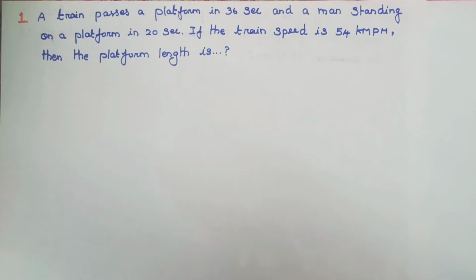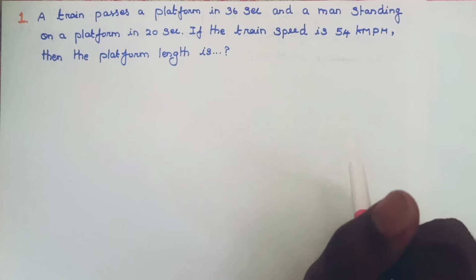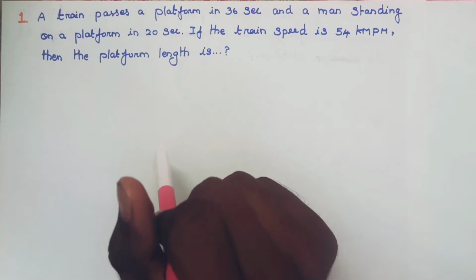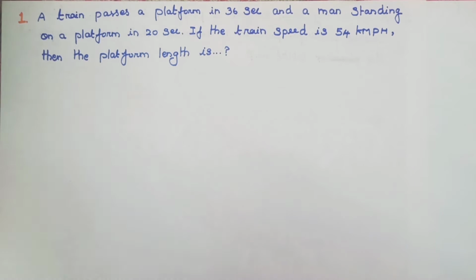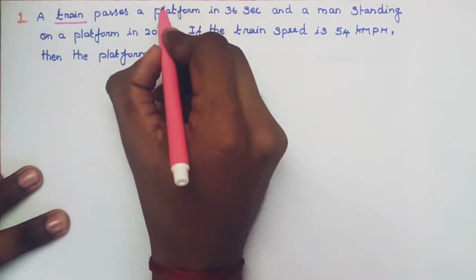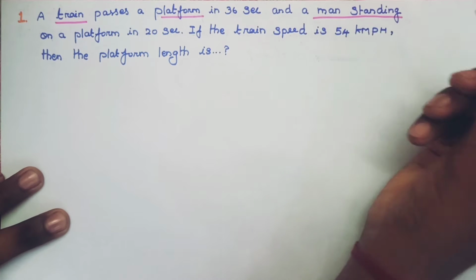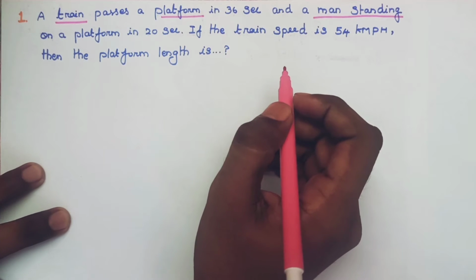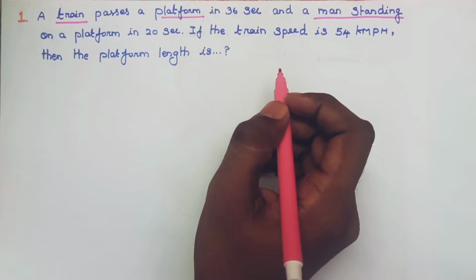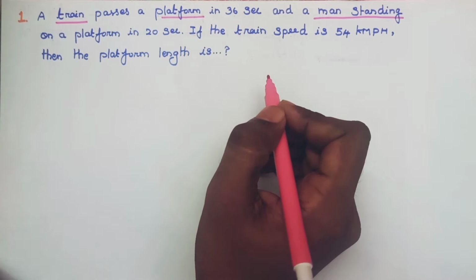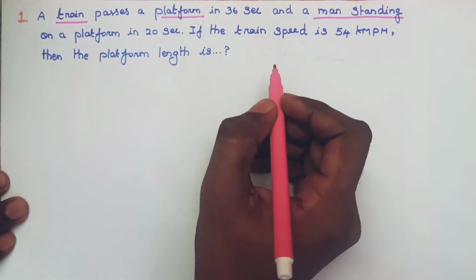In the first question, a train passes a platform in 36 seconds and a man standing on a platform in 20 seconds. If the train speed is 54 km per hour, then the platform length is? Here the keywords are train, platform and man standing. They have mentioned both the line method and point method here, so you have to split the question into two. First, you have to take the point method in order to find out the missing value.